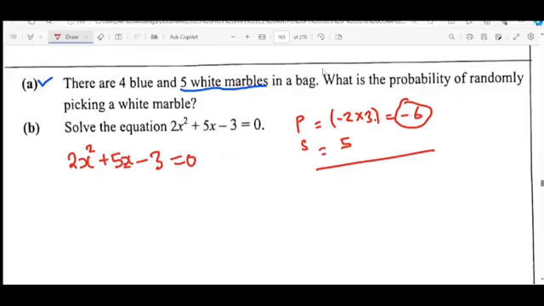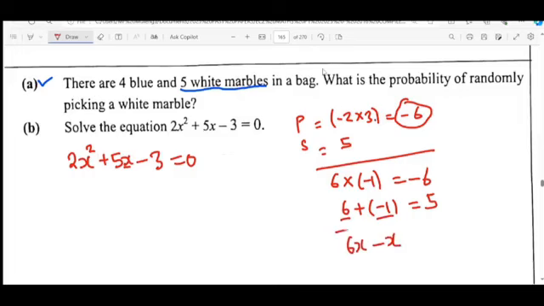If you multiply 6 times negative 1, this will give us negative 6. And if you add 6 plus negative 1, this will give us a positive 5. So the two numbers are 6 and negative 1. Since the variable is x, this will be 6x and this will be negative x. So you get this and replace them where? Here, this is where we replace them.